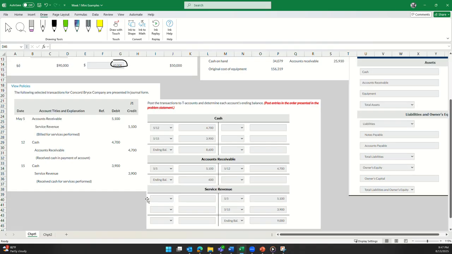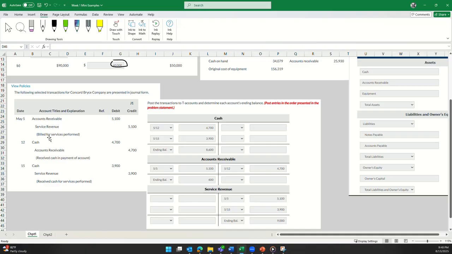And then here are a few journal entries as an example that you probably should know how to do. The following selected transactions by Bryce Company are presented in journal form. Eventually, we're going to need to post these to T accounts to show the ending balance. So on May 5th, accounts receivable was debited and service revenue was credited 5,100.